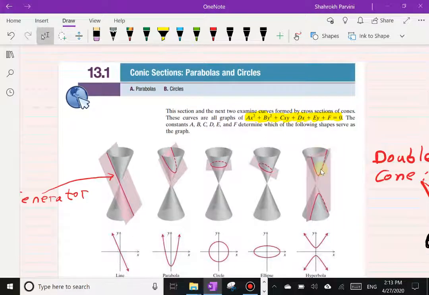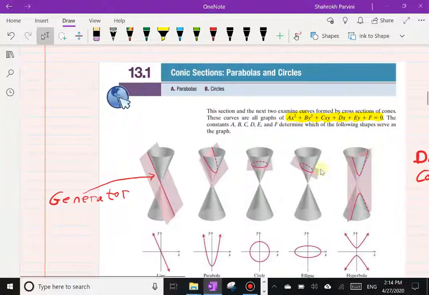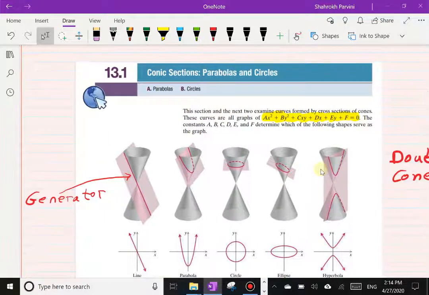In section 13.1, the beginning of the discussion is the conic sections. So what are conic sections? The reference to section here is a section of the cone that you're looking at. Let me show you how these cones are generated.